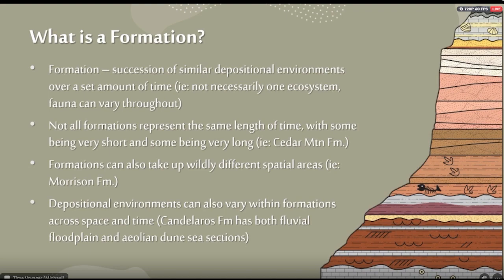And speaking of formations, that's a word you've probably heard a lot. What is a formation? A formation is essentially a succession of similar depositional environments, we'll get to what that is, over a set amount of time. I.e., this is not necessarily one continuous ecosystem. This is through time. Fauna can vary throughout these. Not all formations also represent the same length of time. Like I mentioned, some can be very short, some can be very long. The Cedar Mountain Formation, for example, is incredibly long compared to many other formations. Like I said, they can also take up wildly different spatial areas. For instance, the Morrison Formation is huge, whereas others are not quite so big.